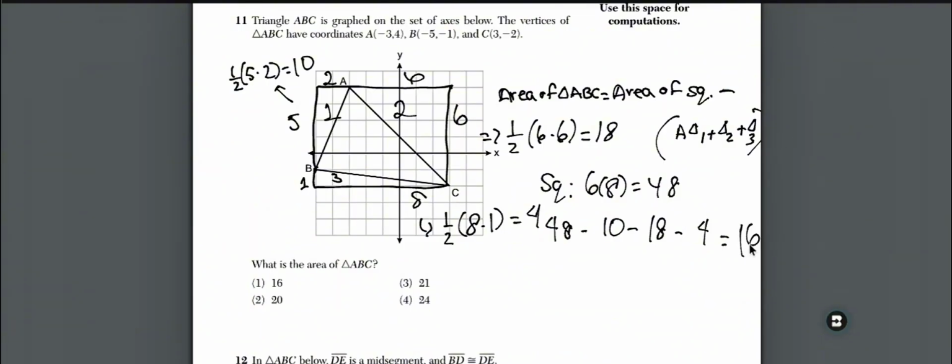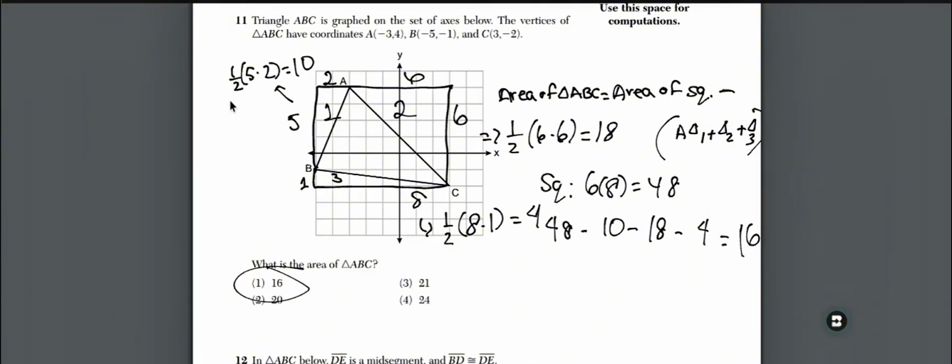Now, the area of my square is going to be 6 by 8, so my square area is 6 times 8, which is 48. And I'm going to do 48 minus triangle 1, which was 10, minus triangle 2, which was 18, minus triangle 3, that was 4. And I'm going to get the value of 16. Answer choice 1. I apologize.